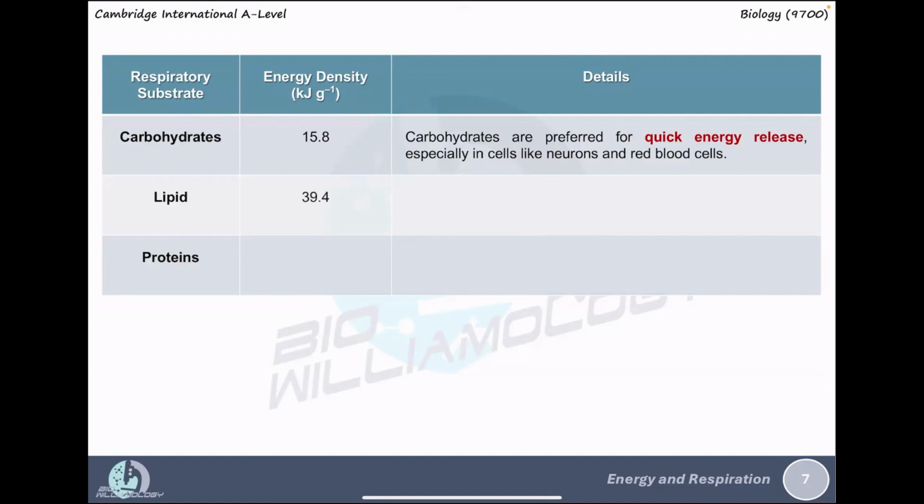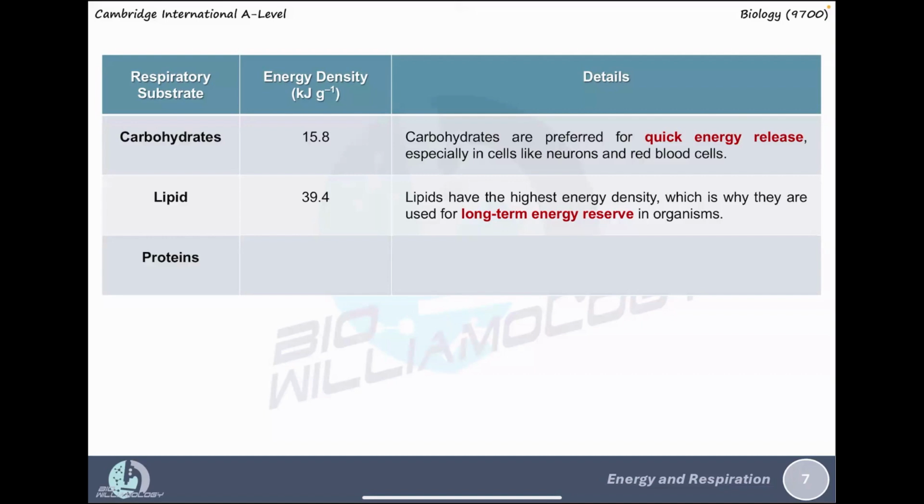How about lipid? You can see that the energy density of lipid is 39.4, more than double that of carbohydrate. So lipids have the highest energy density among carbohydrate, lipids, and protein, which is why they are used for long-term energy reserve in organisms. And don't forget, the oxidation of lipids produces metabolic water, which is a water source for animals living in environments which lack water.